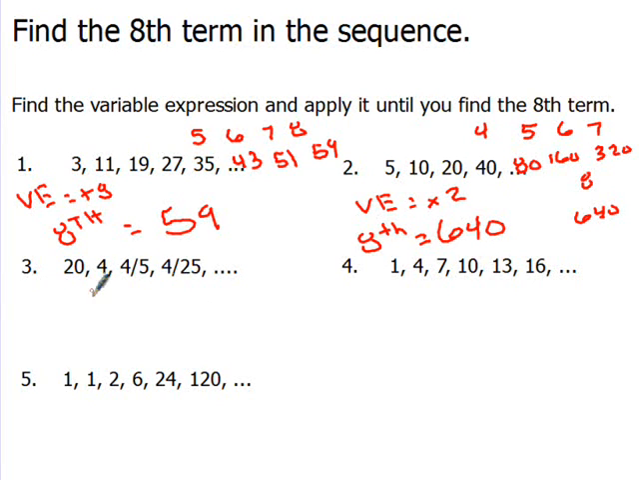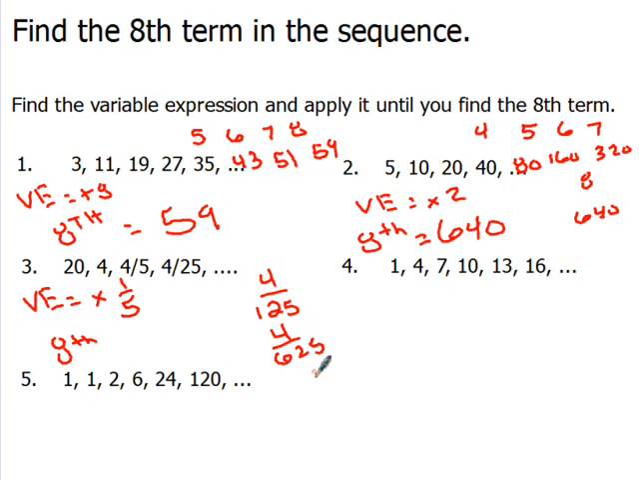Right, over here, we're dividing by 5 each time, so your variable expression is going to be times 1/5. So your 8th term, let's check it out. This is the 4th one. Your 5th one is going to be 4 over 125. The next one is going to end up being 4 over 625. And then I'll get 4 over 3,125. So that was 4, 5, 6, 7. And so our 8th term is going to end up being 4 over 15,625.